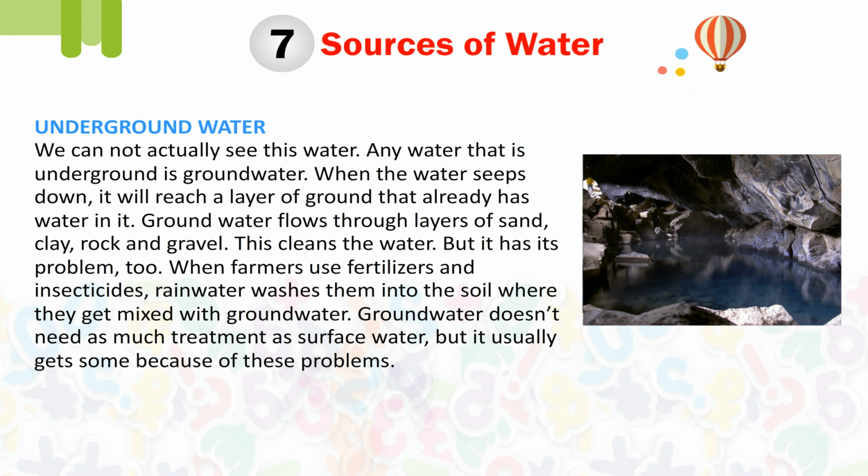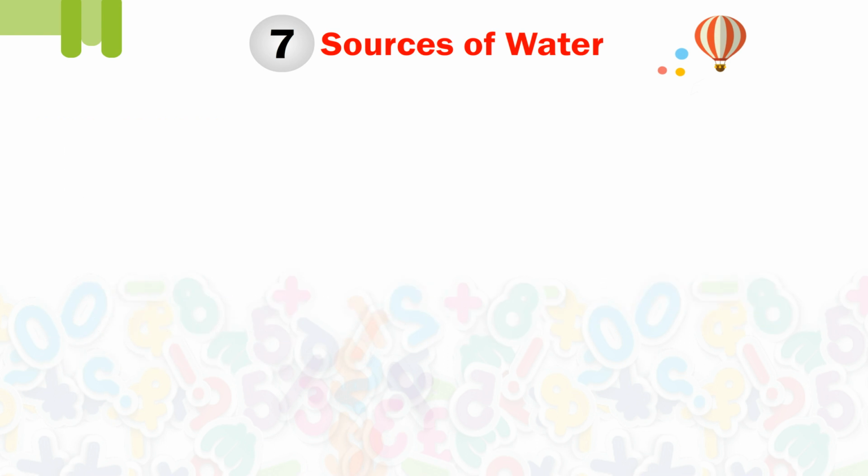When farmers use fertilizers and insecticides, rainwater washes them into the soil where they get mixed with the groundwater. Groundwater does not need as much treatment as surface water, but it usually gets some because of these problems.